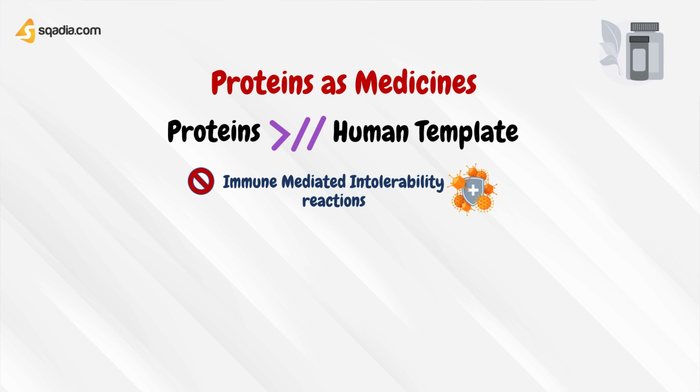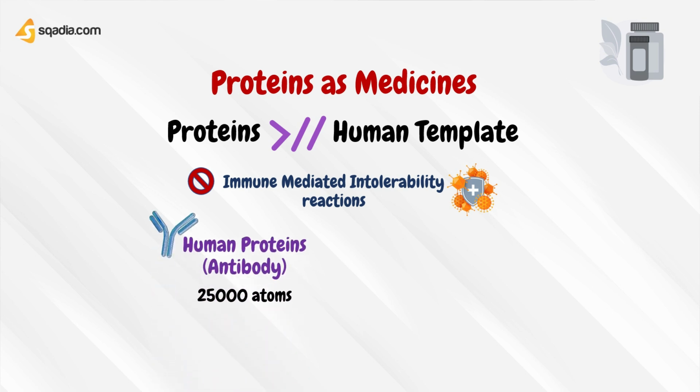The complexity of producing human proteins lies in their large size and intricate structure. For example, an antibody, which is a type of human protein used in many therapeutic applications, consists of roughly 25,000 atoms. In contrast, a small molecule drug like acetaminophen, also known as paracetamol, which is a low molecular weight analgesic, contains only about 20 atoms. This vast difference in size and complexity presents significant challenges in the synthesis of human proteins.